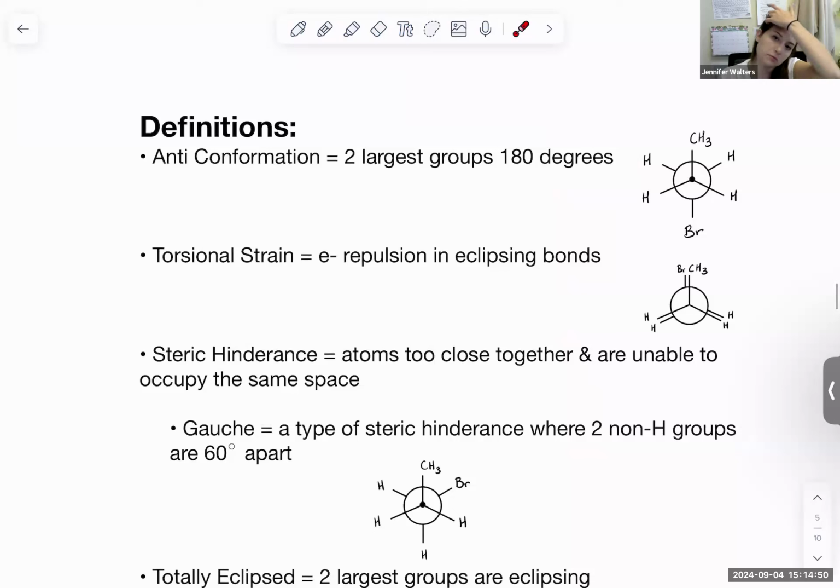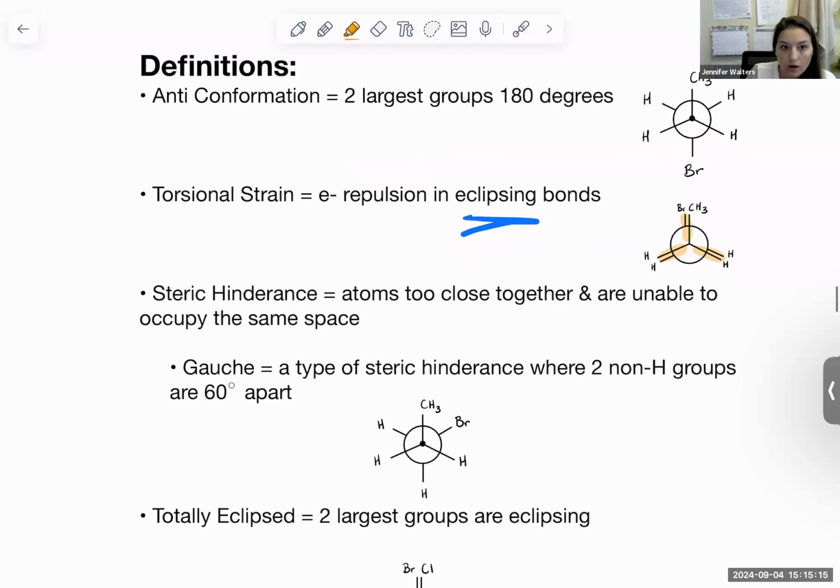So let's illustrate these terms. Anti, we said, is where the two largest groups are 180 degrees from each other. So it's literally whatever is biggest. Torsional strain must be in the eclipsed conformation because it's the eclipsing bonds. So torsional strain is between the bonds that are overlapped. Our anti conformation, sorry, I forgot to mention this: the most stable conformation possible is the anti conformation. So that's going to be the absolute most stable.